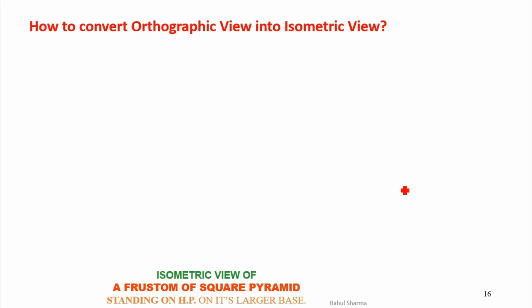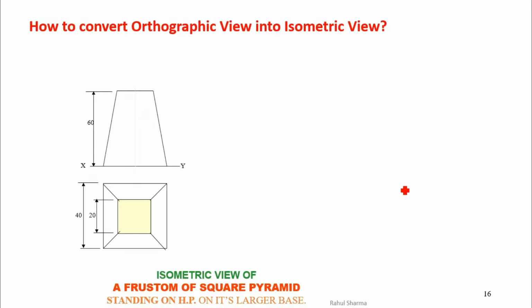Now the next part of this unit is how we convert an orthographic projection into isometric view. Means whenever we have the front view and top view of an object, how we convert it into a 3D object. We will give you a few examples only. Again I am telling you, we have separate videos. A number of objects I have taken in the same way, but here we will discuss only the theoretical part.